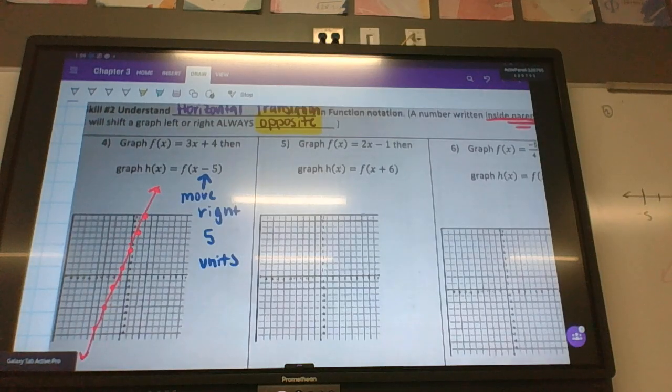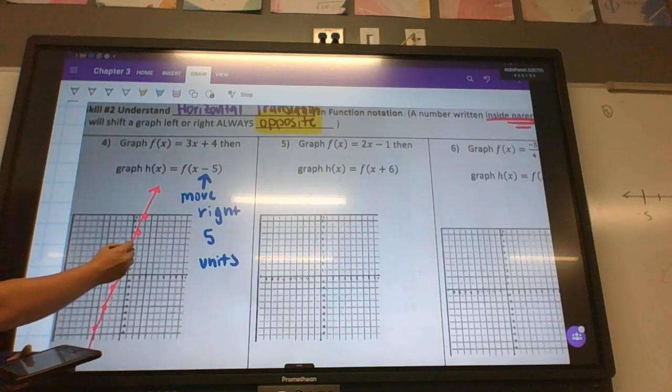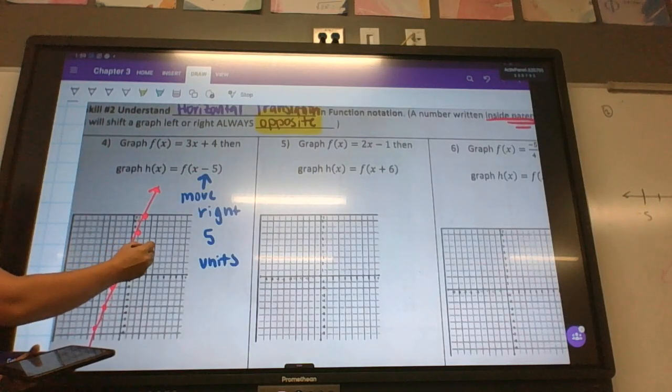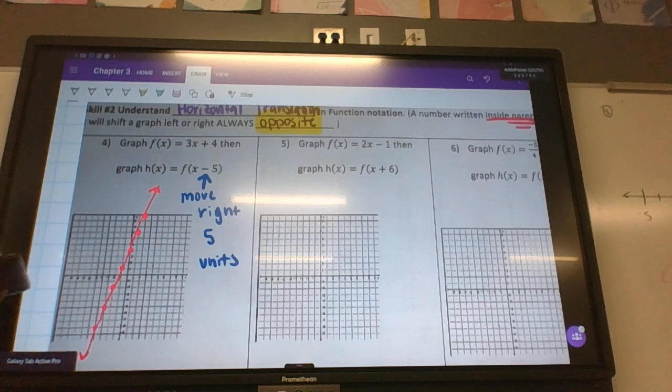Alright, 5 units. So I'm going to just pick a point on my paper. Don't try to copy it up here. That's too hard. Pick a point on your paper and count to the right 5. Any one of these points, you count right 5 and make a dot.